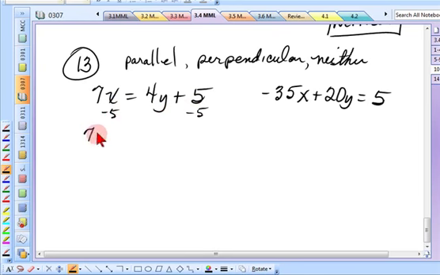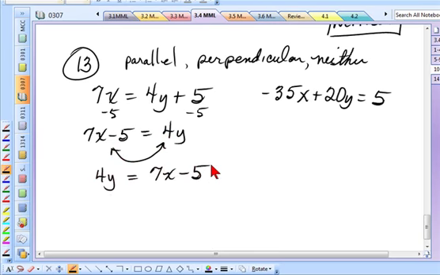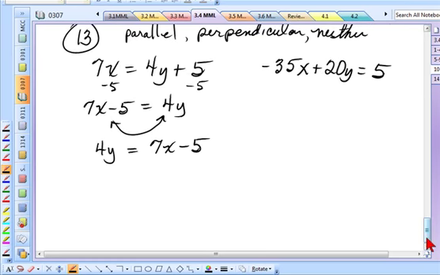So I have 7x minus 5 is equal to 4y. And if you don't like that, then I can just turn it around. 4y is equal to 7x minus 5, and you probably all like that a little bit better. What's the last step I have to solve for y? Divide by 4. Y is equal to 7/4 x minus 5/4.